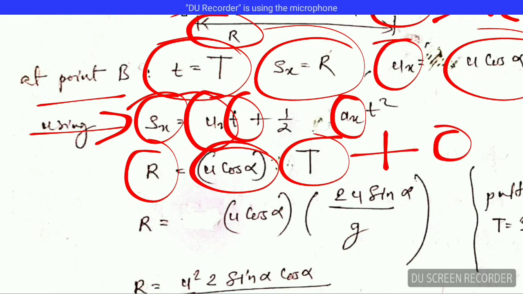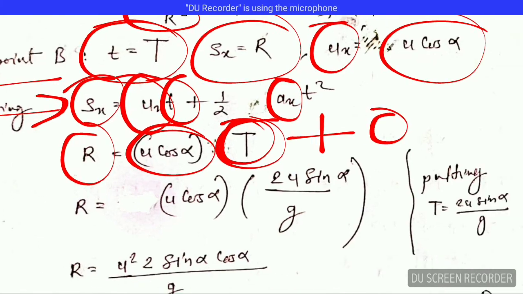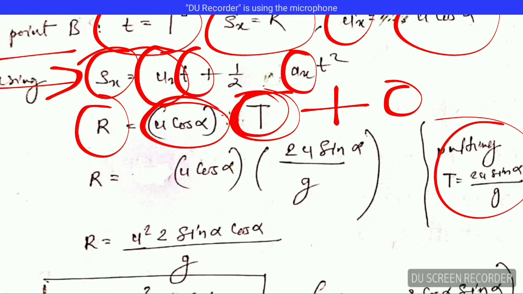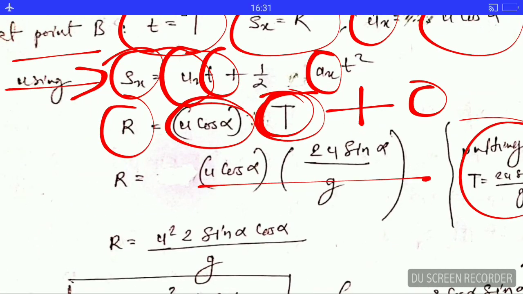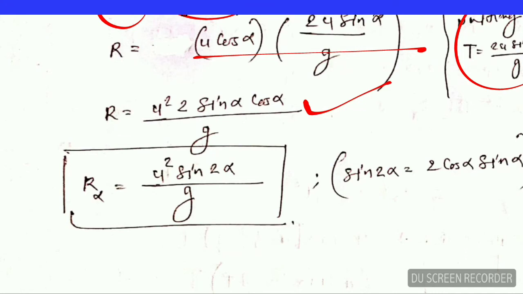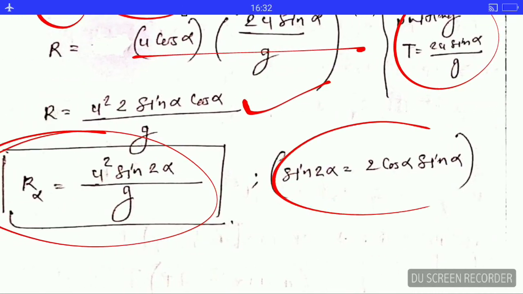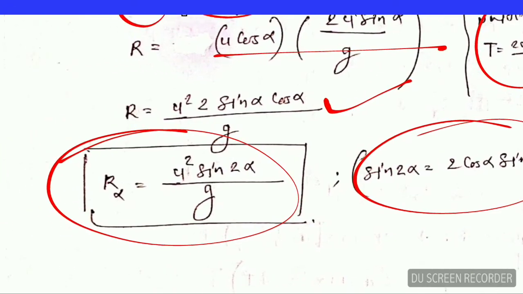Now if you solve this, we have plugged in the value of t from our earlier calculation, t equals 2u sin alpha upon g. I plugged in the value, solved it, got this, and then further simplified it to this form, where I have used this formula to simplify it. So this is the range.